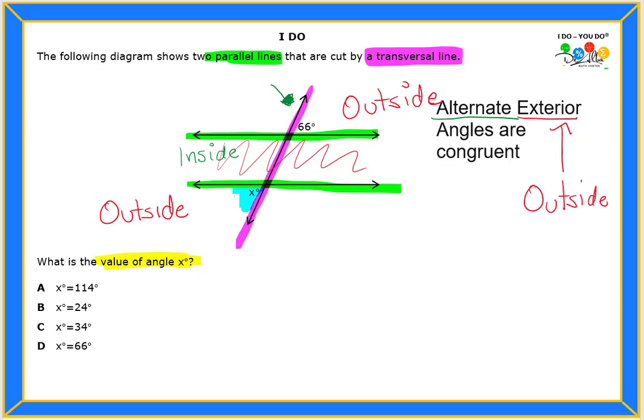And it says that they are congruent. That means that they have the same value. Therefore, this angle, which is 66, is congruent to angle X, okay? Therefore, angle X should also be 66 degrees. So let's look at the answer choices and see which one is my answer then. Yes, if you're choosing letter D, you will be completely correct, right? That is 66 degrees. Very good. That's the answer, guys.